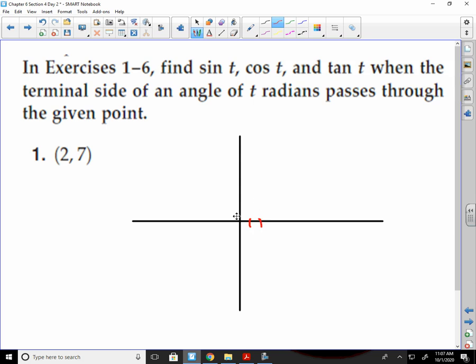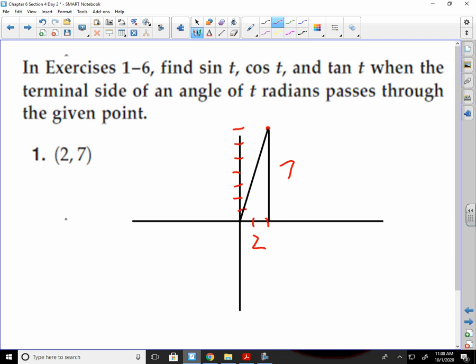So I go right 2 and up 7. So it's there. And I can form my triangle now. Yep, that's perfectly at 2. See? Now my bottom number is 2. My side number is 7.